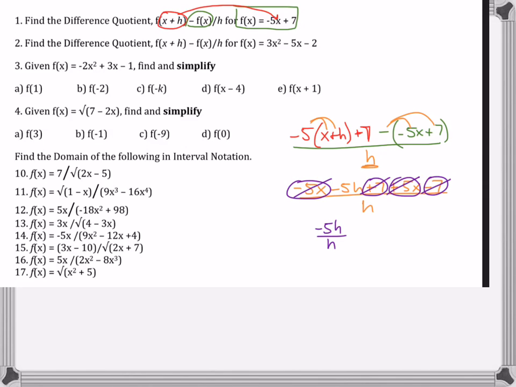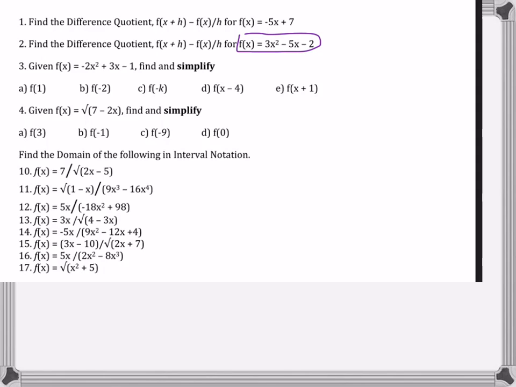And what happens to h? They cancel each other out, h over h, and so my answer is negative 5, or the difference quotient for this function is negative 5. And of course, we can get more complicated. So look at number 2. The function is a quadratic, and again, the procedure doesn't change. Now we just have more to plug in.